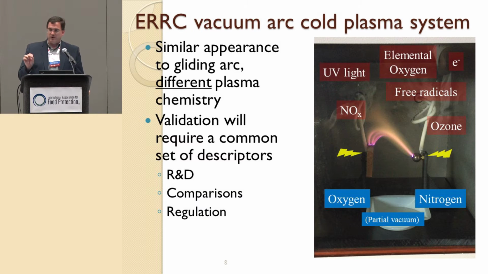I don't have time to go into all the details about the plasma chemistry, but when you're trying to compare multiple systems and say, well, I treated blueberries with cold plasma, you need to be very specific about using a common set of descriptors so that everybody knows what you're talking about and so you can compare one study versus another. That's important for the R&D phase where we're in right now, but it's also going to be important when you're talking about generating regulations to say what you can use and what you can't and what you can use that product or that technology for.